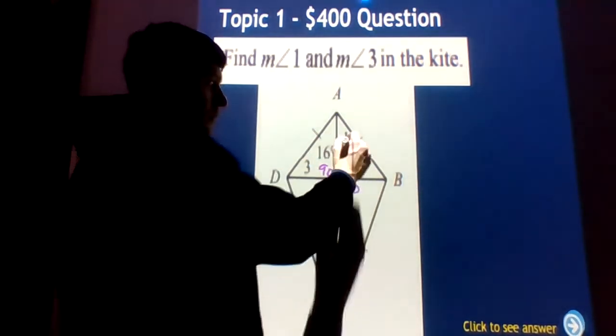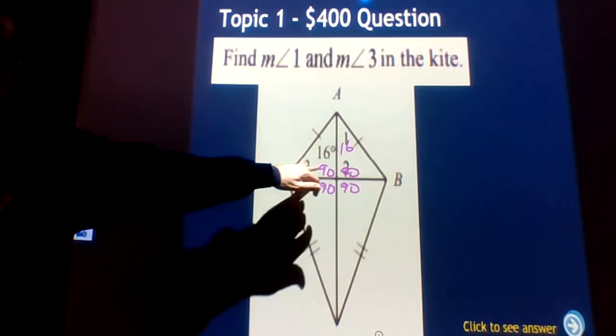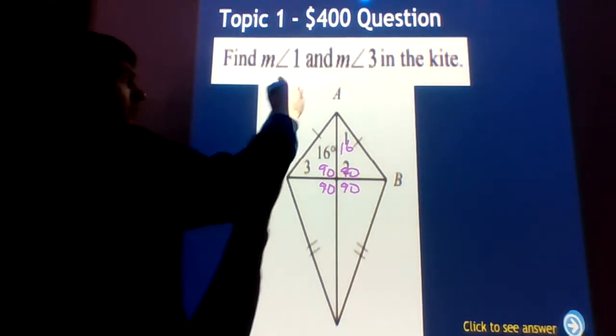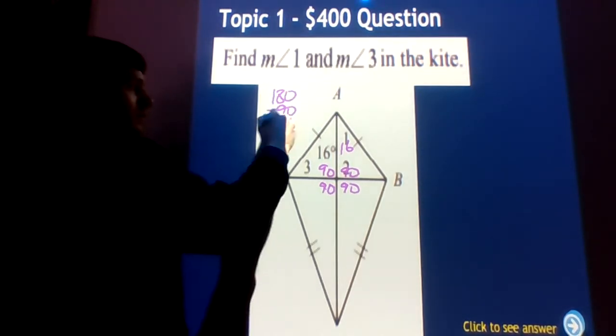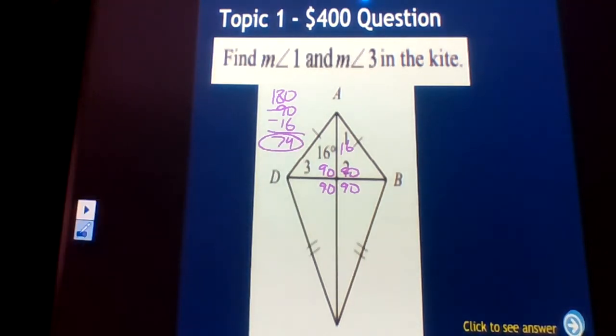So the measure of angle 1 is going to be 16. From there we know the 3 angles of a triangle add up to 180. So 180 minus 90 minus 16 is going to give us 74. Okay. So 1 is 16, 3 is 74.